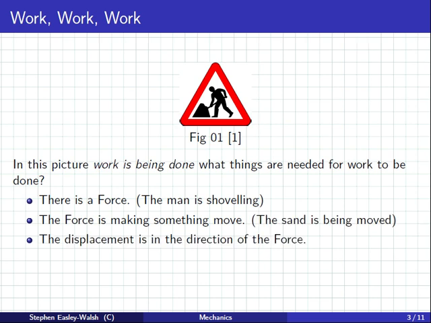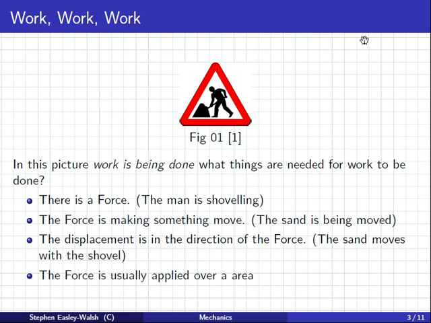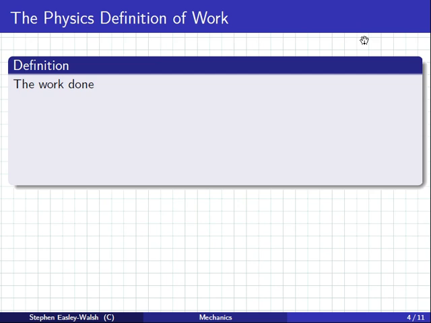There's a displacement, usually in the direction of the force, so you're doing work if you apply a force to move something. And lastly, the force is usually over an area. When you apply a force, it's usually over an area. It's not like a little point, usually, not always though. Anyways, on to the formal definition in physics of what work is.